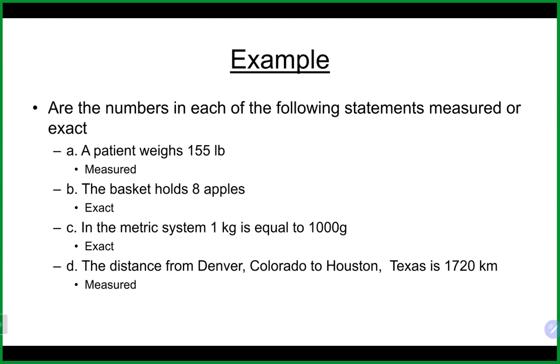And here we're going to go from Colorado to Houston. That's 1,720 kilometers. That would obviously be a measured value. 1,720 would have how many significant figures? It would have 3 significant figures in this case, right? There's no decimal point written in that, so that 0 at the end would not be significant.